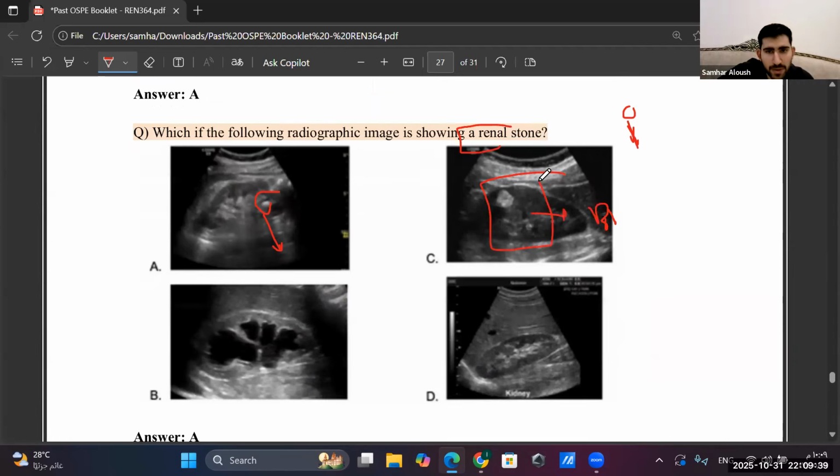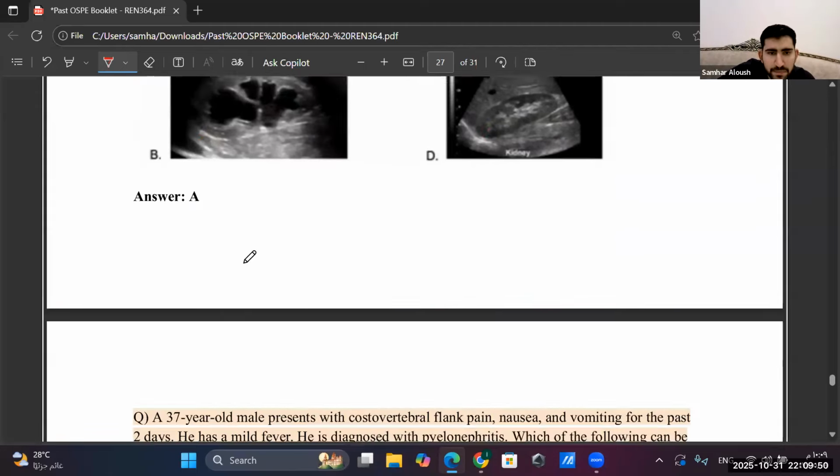Okay, most of the time, bladder stones are very, very big. So no, you will not choose this one. It's the gallbladder. This is the kidney: a very small stone, shiny, and behind it there is shadowing. Just choose this picture. It always comes.